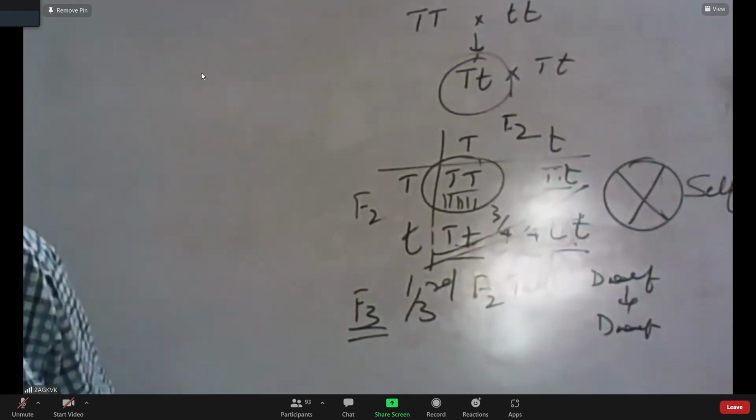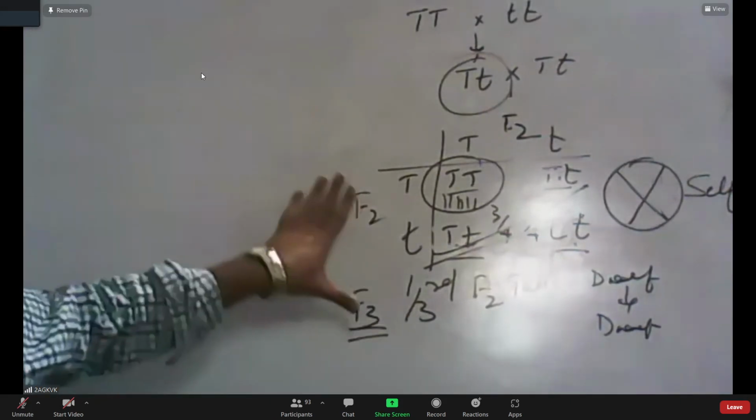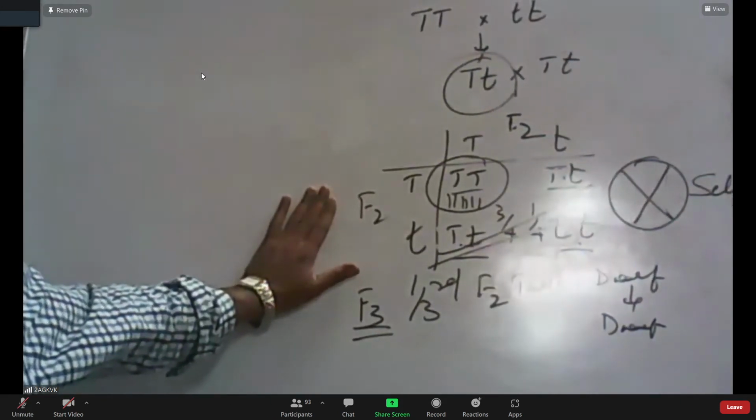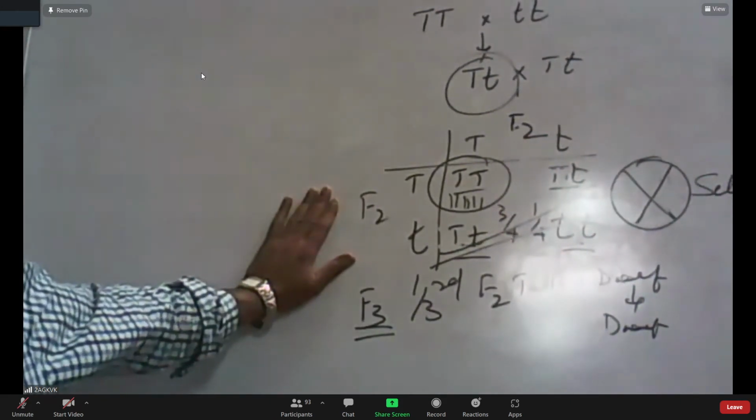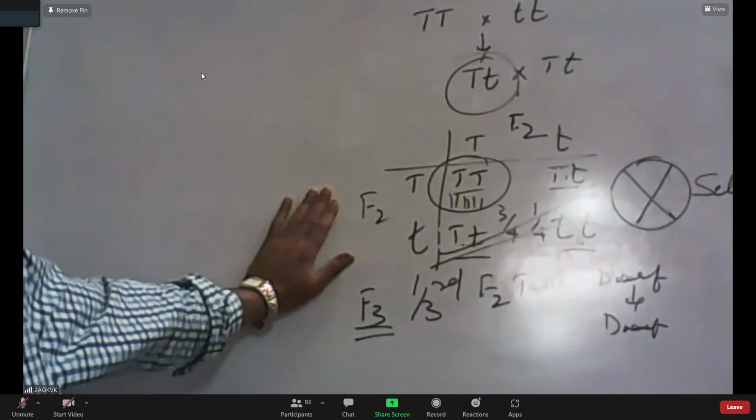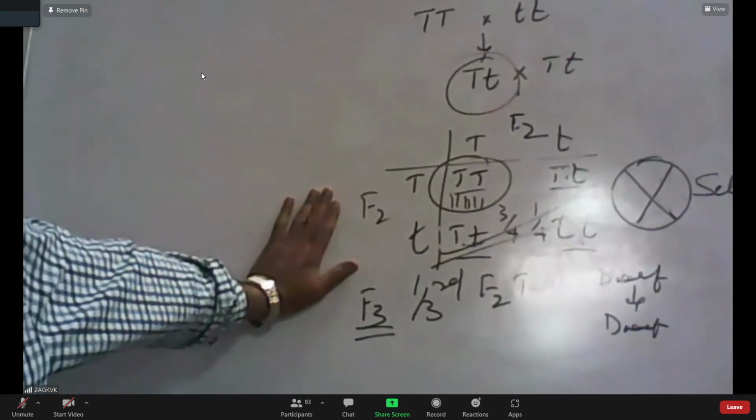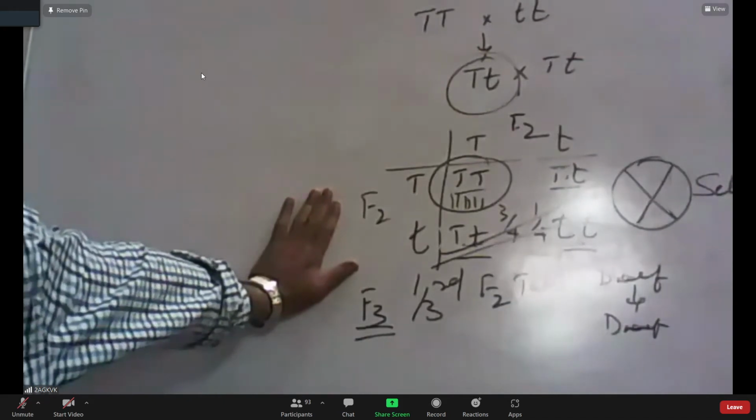Mendel was the only scientist who studied or went up to F3. The other scientists stopped at F2. Is it clear? And that is the reason why Mendel was successful in his experiments.